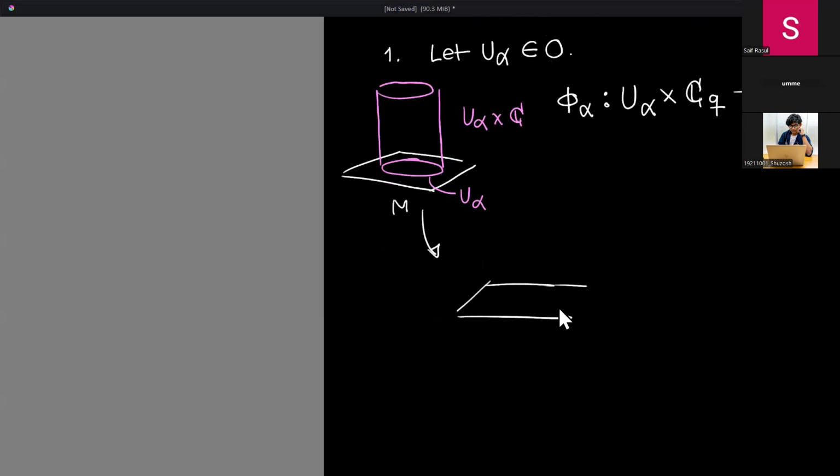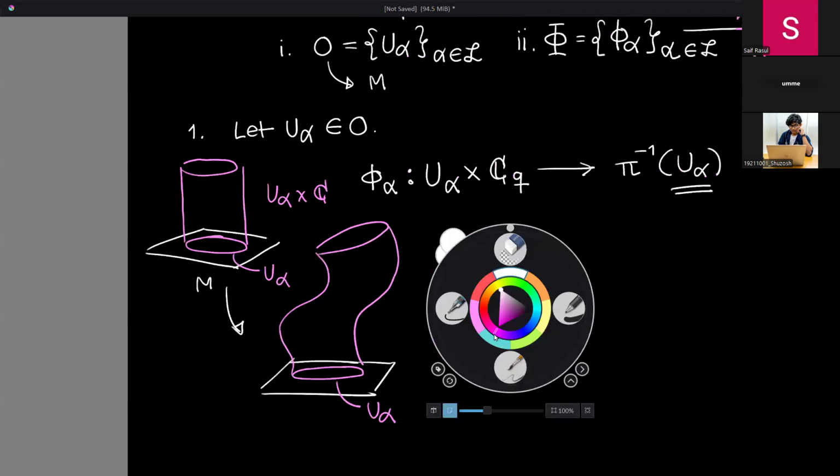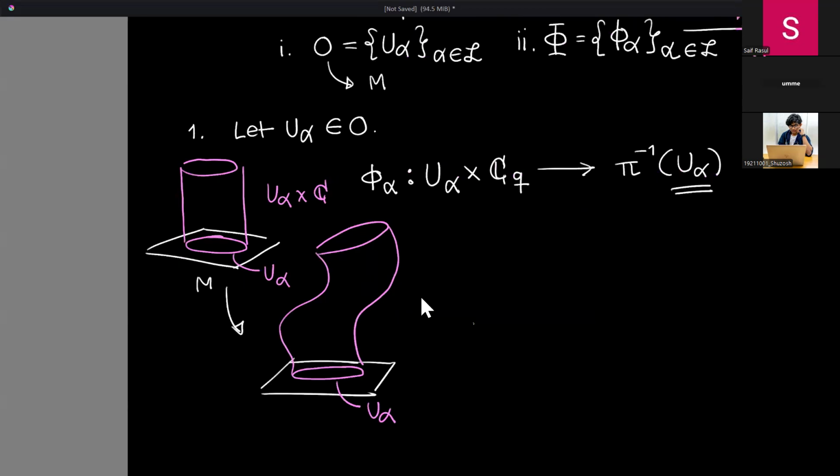Now, notice the key distinction I'm going to highlight: let's say I have some twisted around cylinder here. This purple thing is what we would call pi inverse of U alpha. And what we need is for this to be a diffeomorphism.